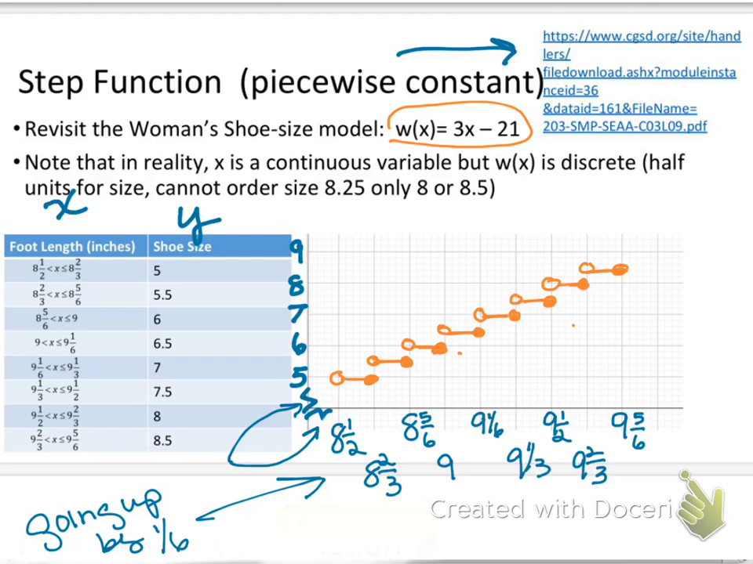So let's just quickly look at the shoe size, size 5. Okay, so it says the foot length. You are going to get a size 5 if your foot length is less than or equal to 8 2/3. So that's how I got this first filled in dot. Okay, or greater than 8 1/2. It cannot equal 8 1/2. It has to be greater than, therefore I have an open circle.